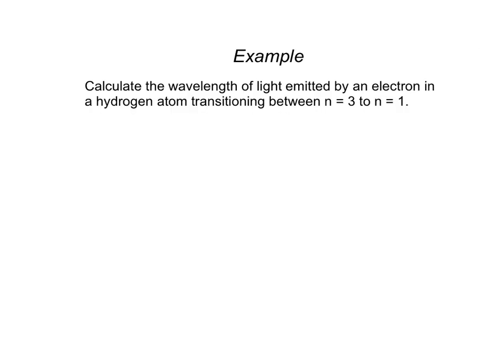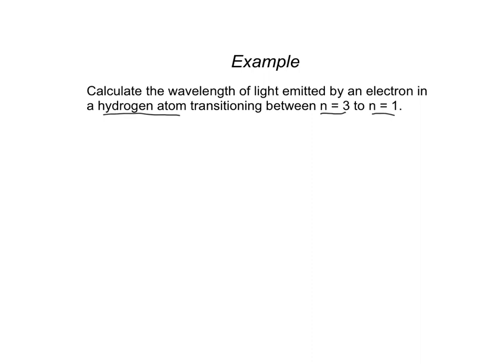Okay, so let's look at how we would go about trying to determine one of these types of problems using the little equation that we were just given. So we have an atom of hydrogen, right? And we see that it makes a transition between the n equal to 3 energy state and the n equal to 1 energy state, right? So it's starting at 3 and it's going to 1.